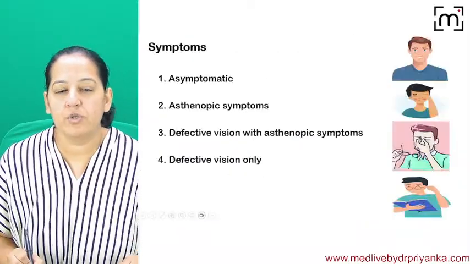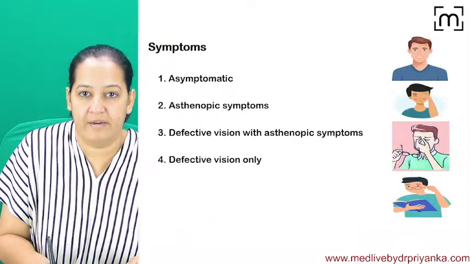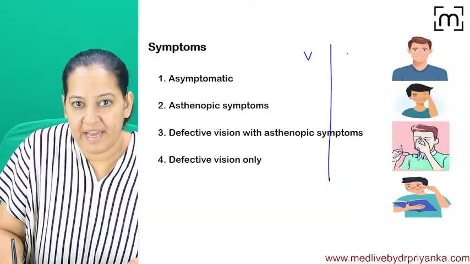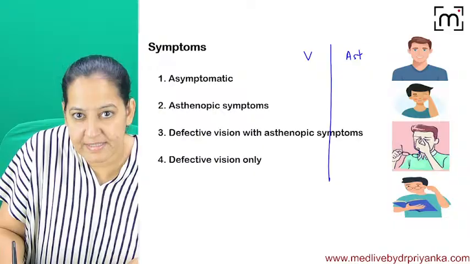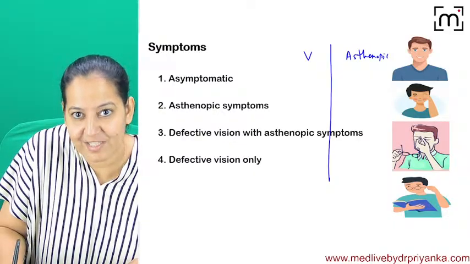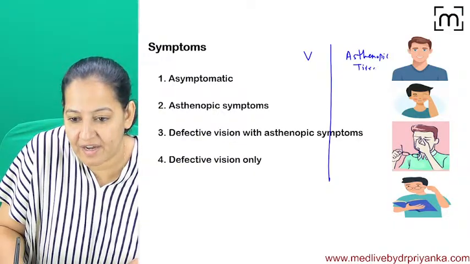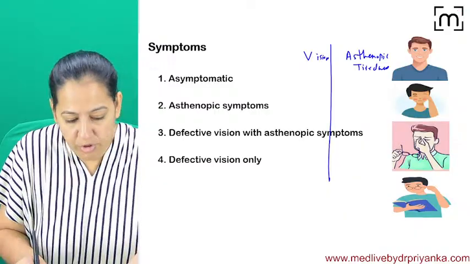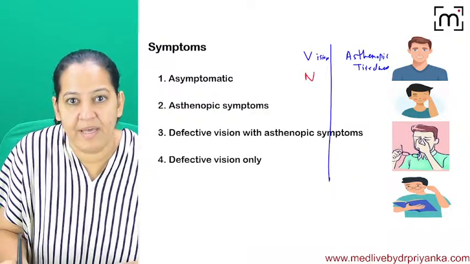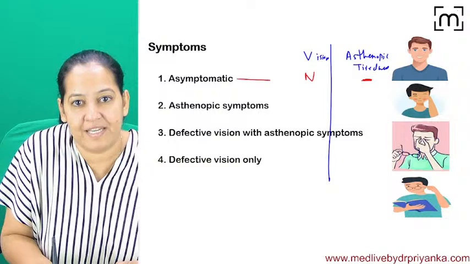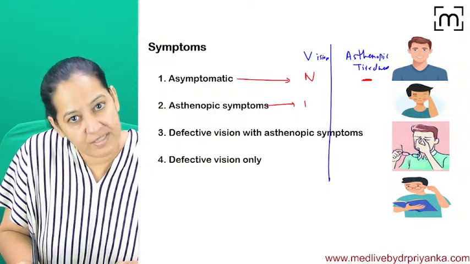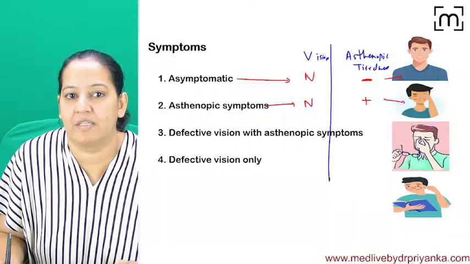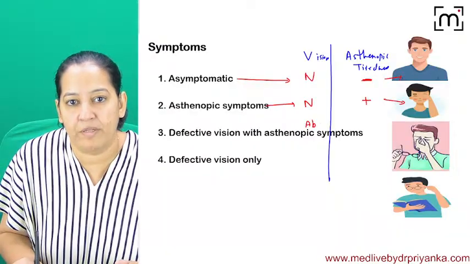Vision is abnormal. So what are the 4 conditions, people? So make a table now: vision and asthenopic symptoms. Asthenopic symptoms means tiredness of the eye. If both of them are normal, vision is normal and asthenopic symptoms are absent, it's asymptomatic. Here, vision is again normal, but with asthenopic symptoms. See the second image. Here, vision is abnormal.